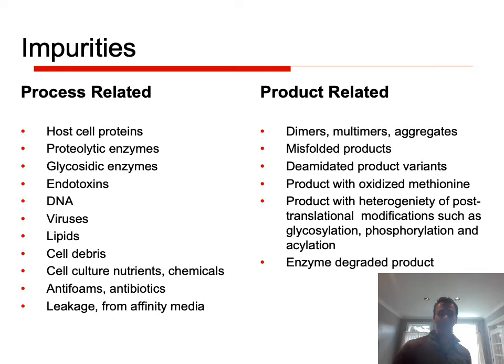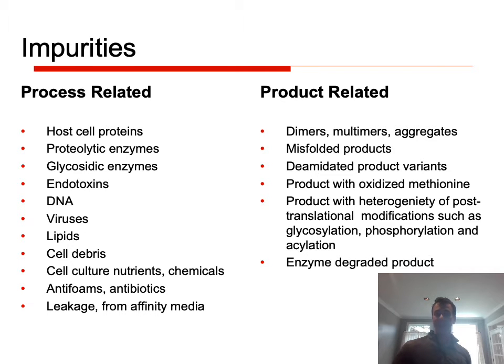Glycolytic enzymes, endotoxins, lipids, DNA, even viruses in some of the preps, and all these different cell debris, as I mentioned. Even the cell culture reagents that we may have used, the chemical additives, and the detergents that you may have in there for solubilizing your protein. All these things can be process related, and you need to purify your protein away from them.